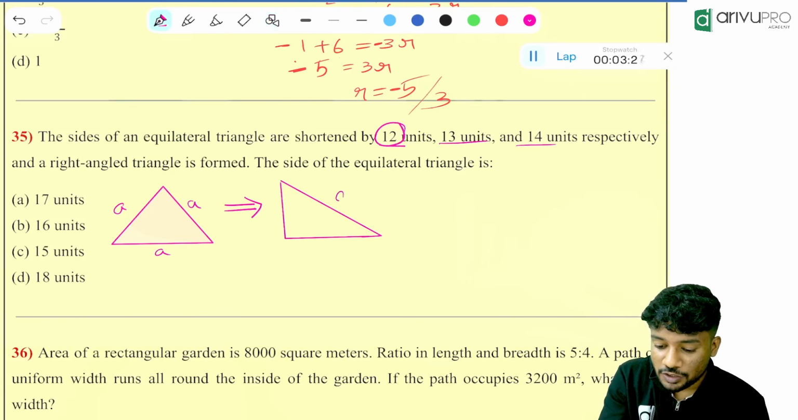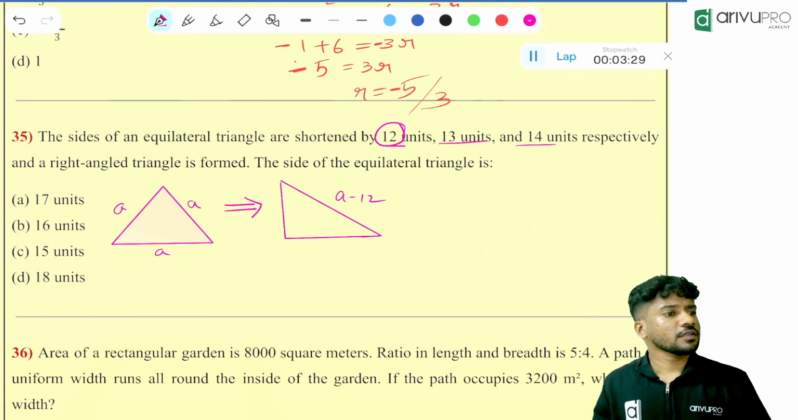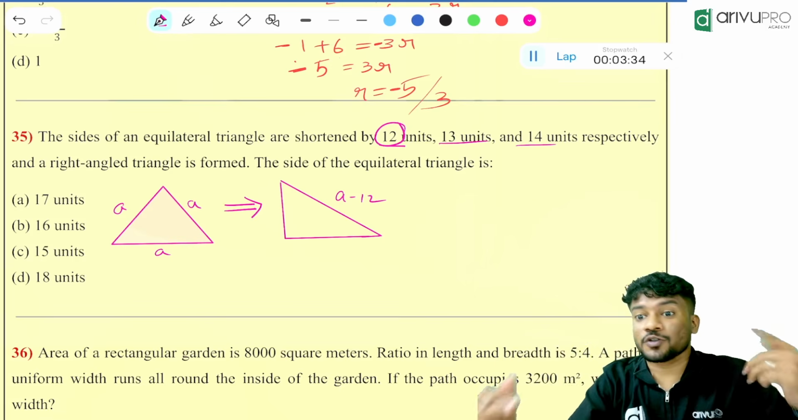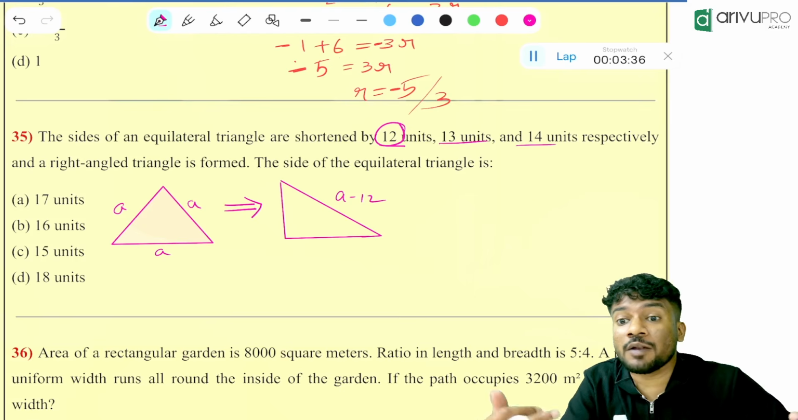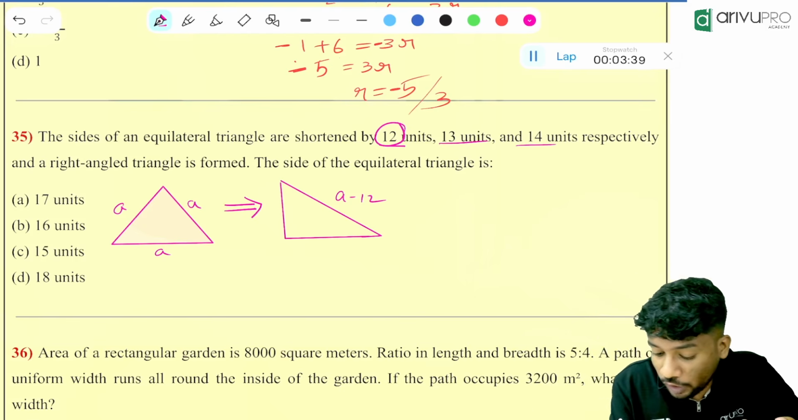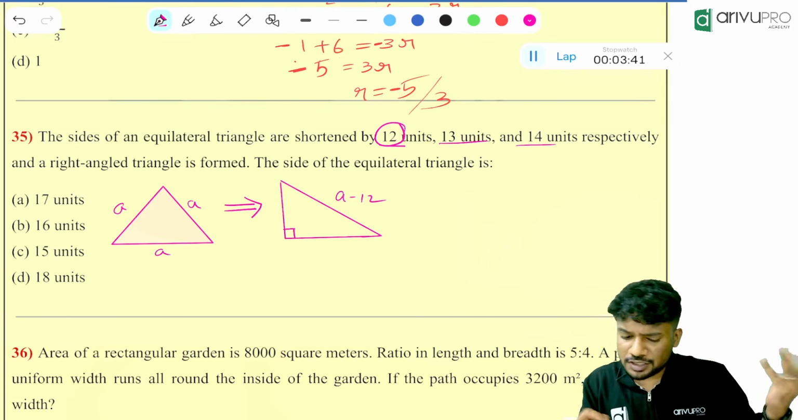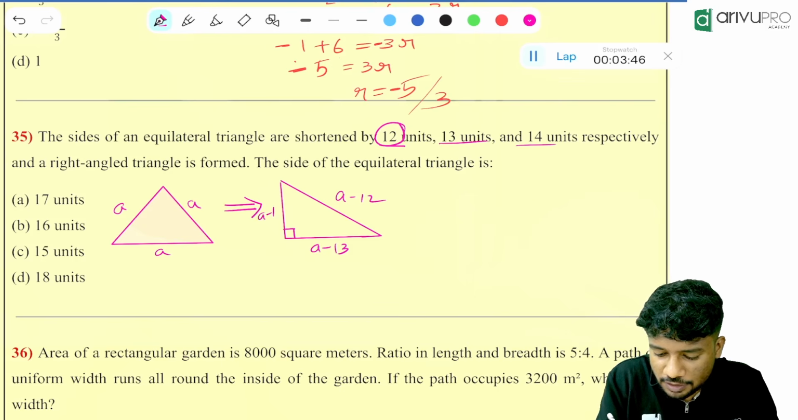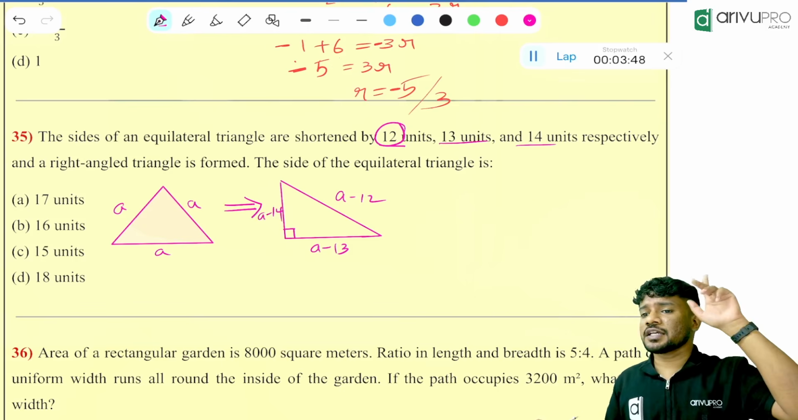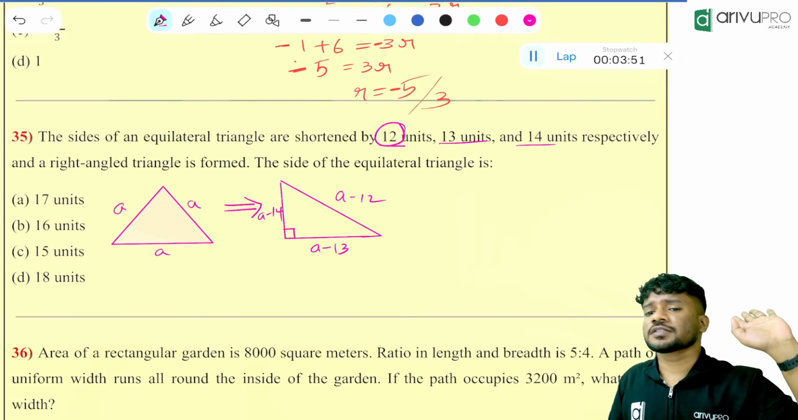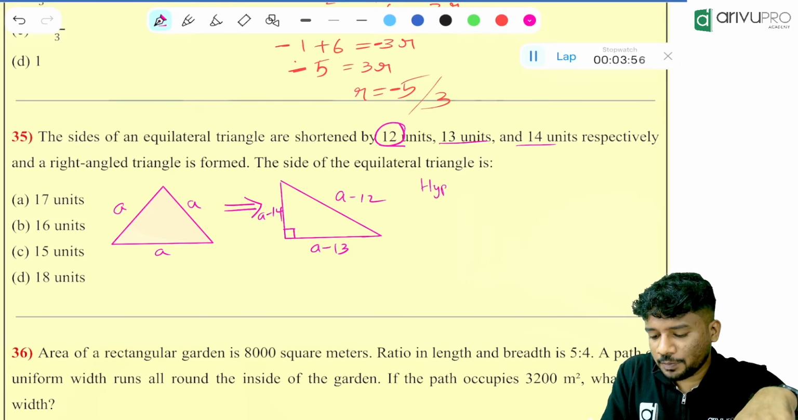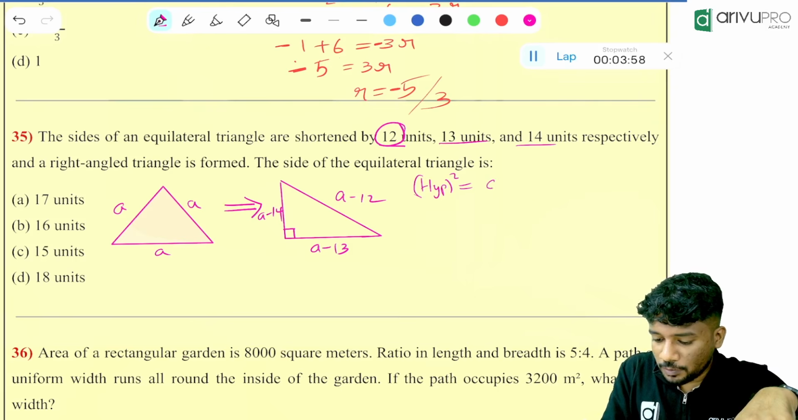A minus 12. Why A minus 12? Because initially the side was A. So from the A I am reducing 12. I am getting the hypotenuse of the right angle triangle. Then the other two sides you can write anyway. It is fine. A minus 13. A minus 14. Now we studied something in geometry long back, Pythagoras theorem. What is Pythagoras theorem? Pythagoras theorem is nothing but hypotenuse square is equal to the sum of the squares of the other two sides.